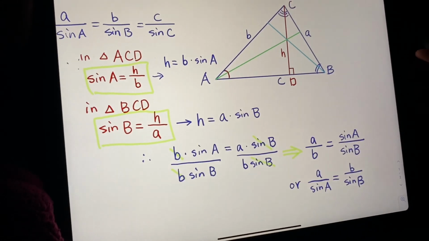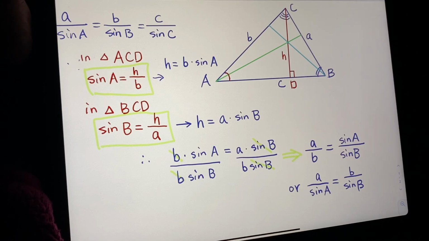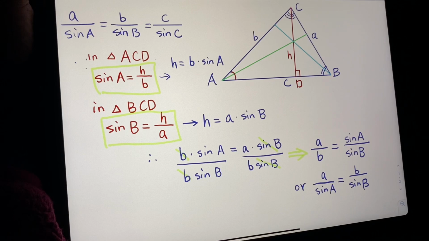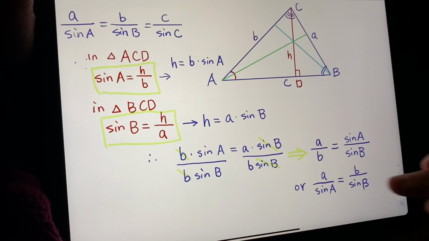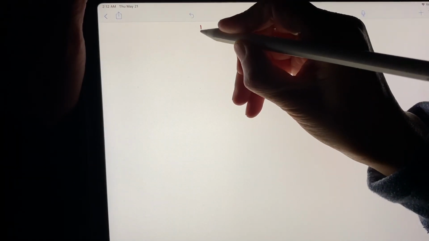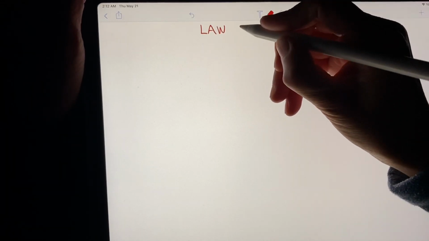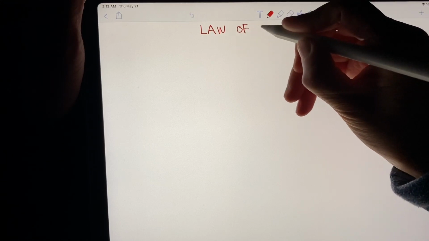So this is one of the proofs of the law of sine. Now I am going to do another video of law of cosine. Maybe I will just continue to do it. Okay, now let's try to attack the law of cosine.